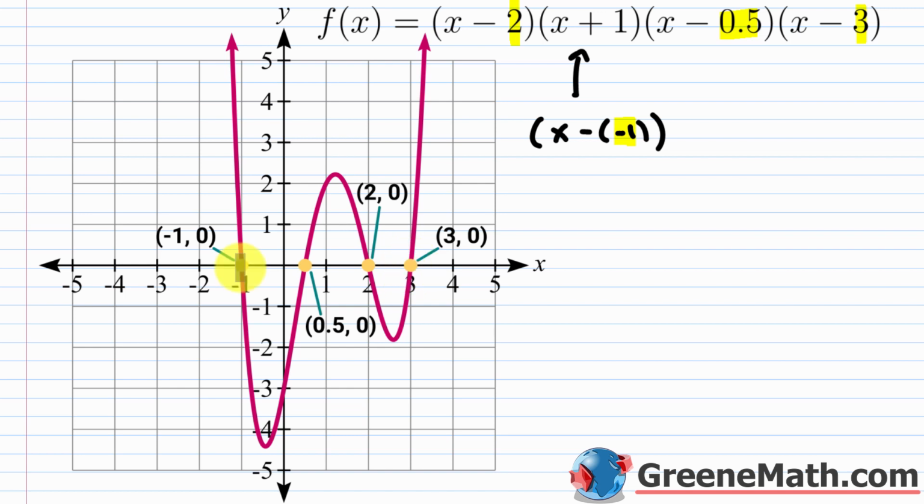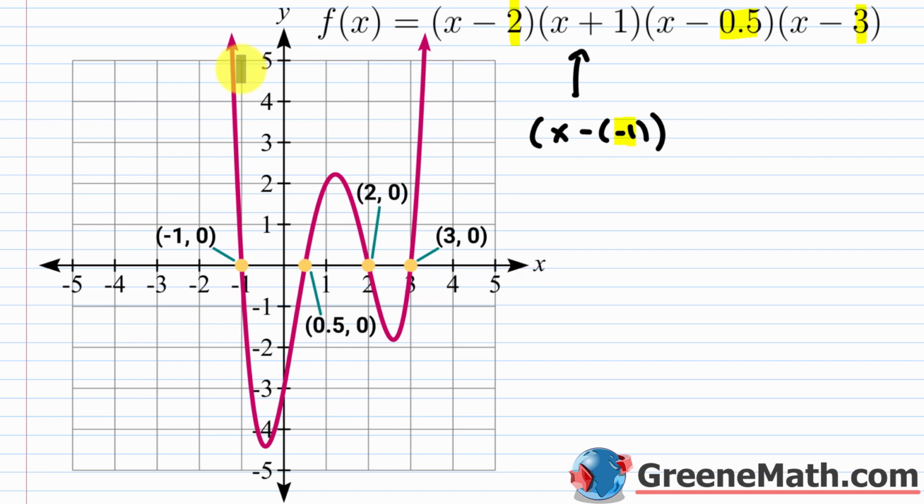So what we said above was that basically the sign of this function, so when we think about the y value or the function value, can only change from positive to negative or negative to positive by first crossing through the x-axis. So in other words, going through an x-intercept. So if you can find the x-intercepts, then you know that you can create intervals, and those intervals can be used to test. So one interval would be anything less than negative 1. Another interval would be between negative 1 and 0.5. Another one would be between 0.5 and 2. Another one would be between 2 and 3. And then the last one would be anything greater than 3.